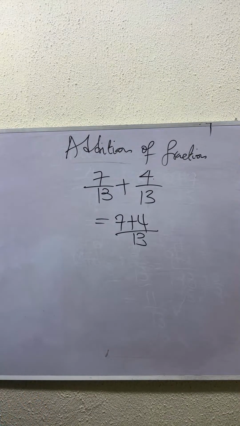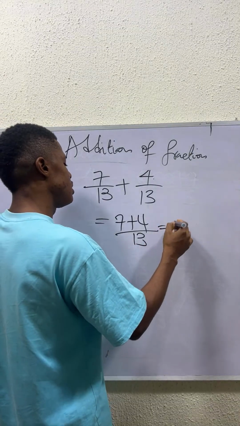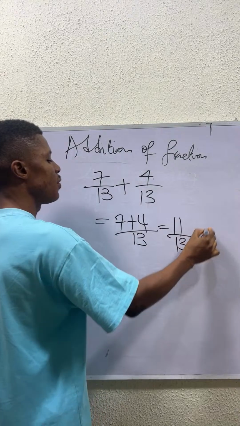Thank you for saying hey. You're welcome. 7 plus 4 is 11. You have it as 11 over 13.